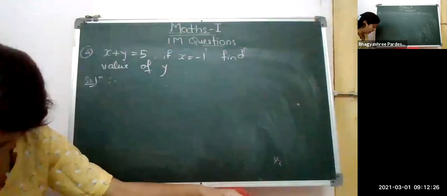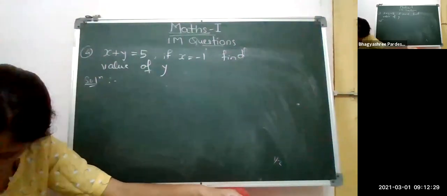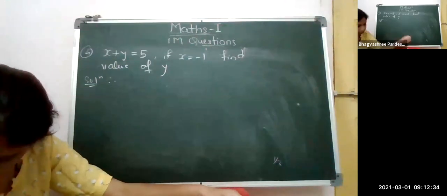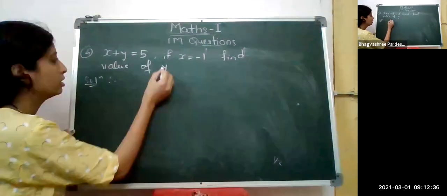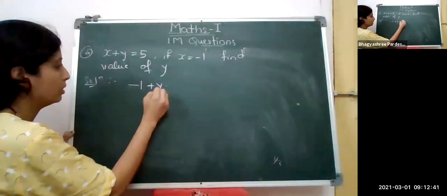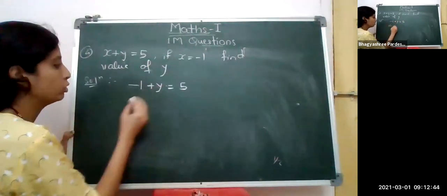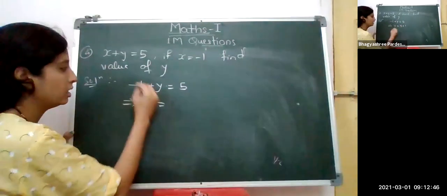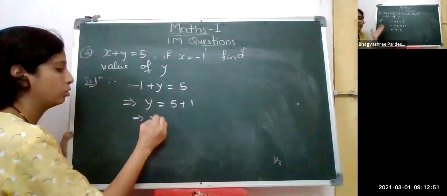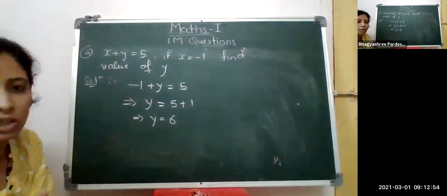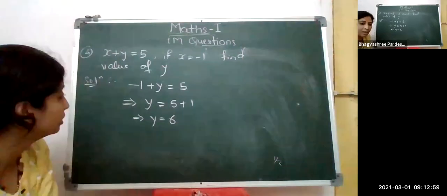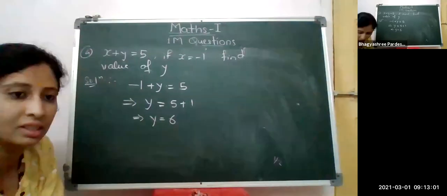Okay. So along with me, please try to solve this one. How to do it here? Just substitute. So x equals minus 1, so minus 1 plus y equals 5. This implies y equals 5 plus 1, that is y equals 6. Okay, so it was a very easy question. These marks are in your hands, students. So please do this very well.